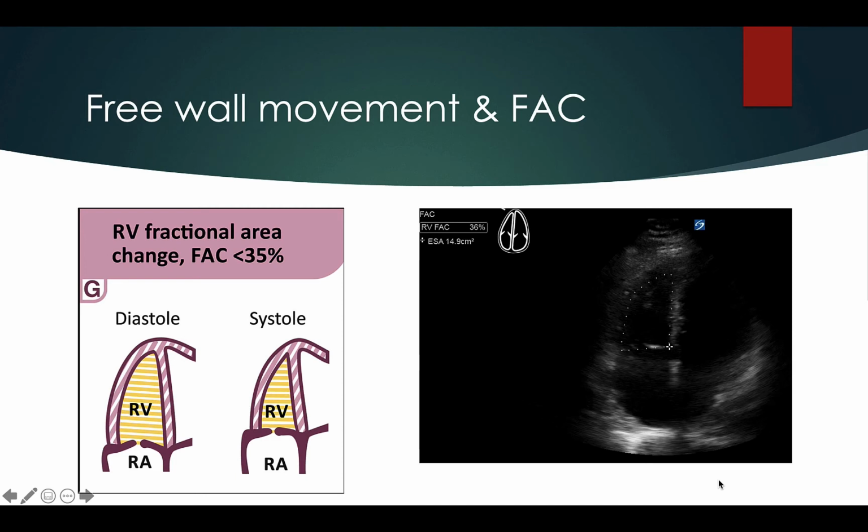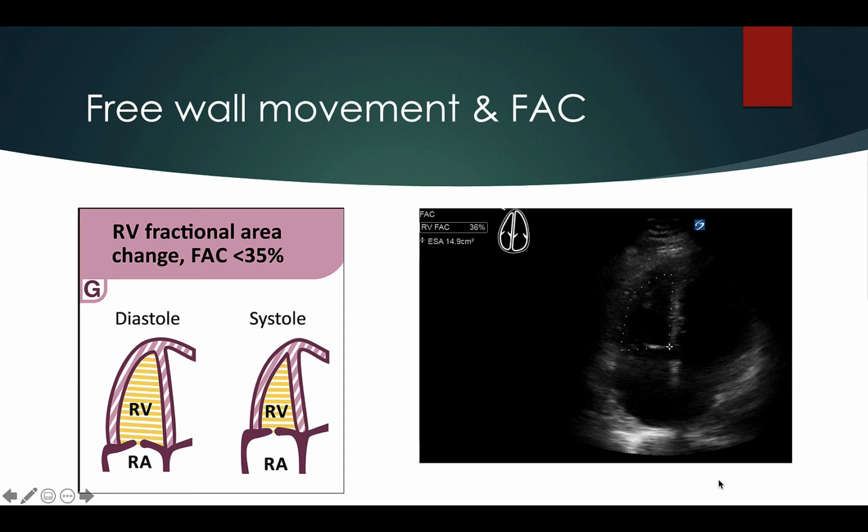Essentially, you trace the RV area, as seen here, that's visible during diastole and again during systole. The change in surface area during one cardiac cycle, calculated as a percentage of change, represents the fractional area change. A FAC of less than 35% suggests impaired RV function.